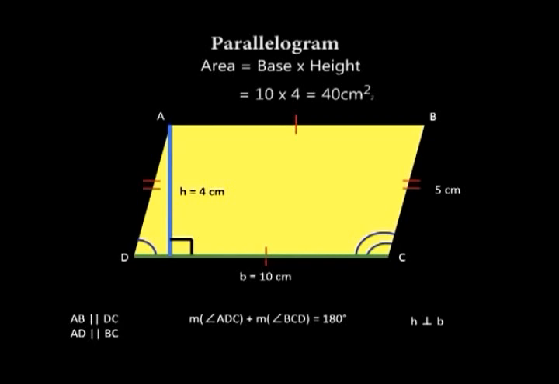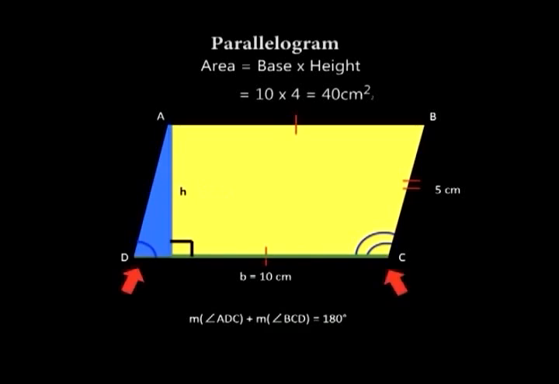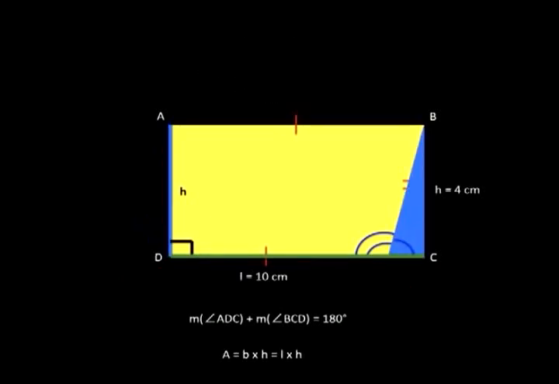Let me help you visualize why the area of a parallelogram is given by base times height. When I placed the perpendicular height here, I created a triangle, the blue region. Because this angle and this angle are supplementary, I will lift the triangle and connect it to the other side here. Now we have formed a rectangle ABCD with the height of 4 centimeters, a length of 10 centimeters, and therefore an area of 40 square centimeters. So when we use the formula for a parallelogram, we are actually calculating the area as though the parallelogram were a rectangle.